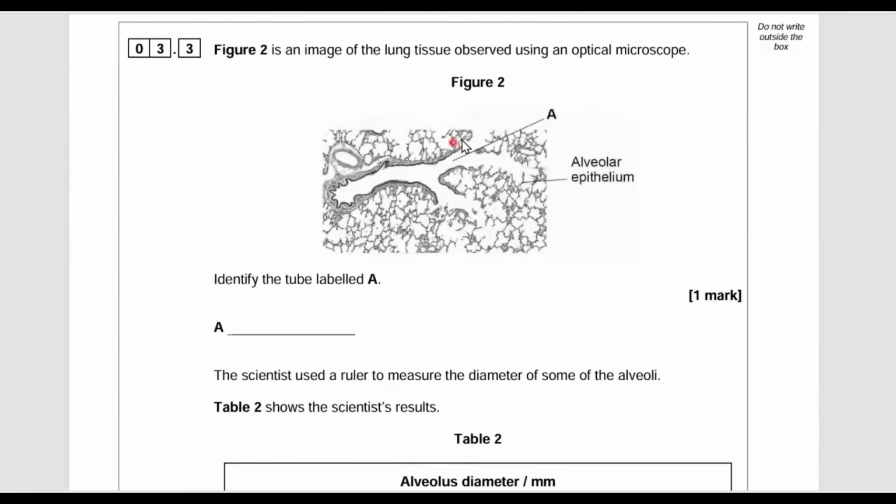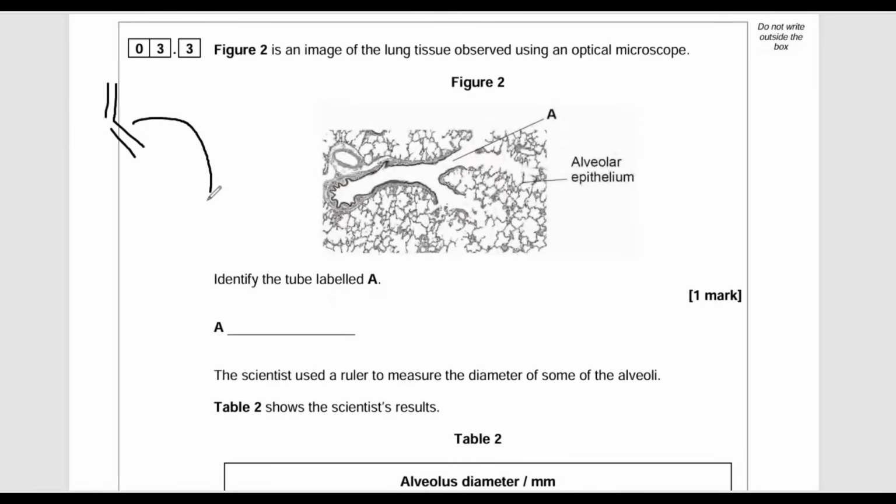3.3, figure 2 is an image of a lung tissue observed under an optical microscope. So we've got the alveolar epithelium here, we've got these tubes, and they're asking us what is tube A? See that tube just before the alveolar? What is tube A? So I'll go through the explanation, but you can have a go before I go through it.